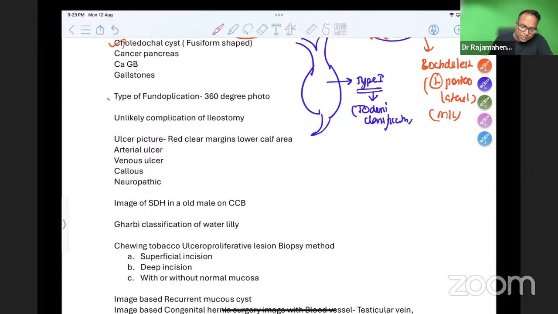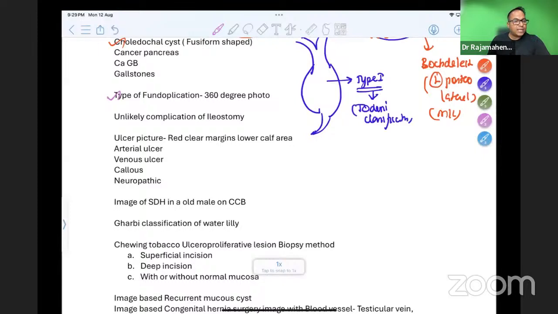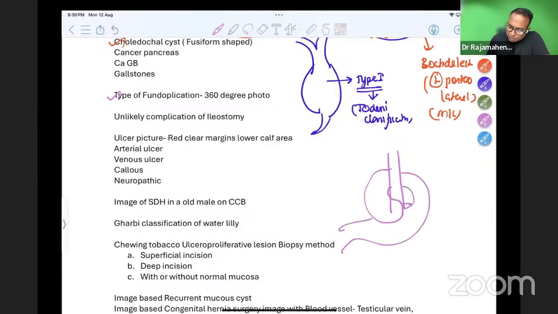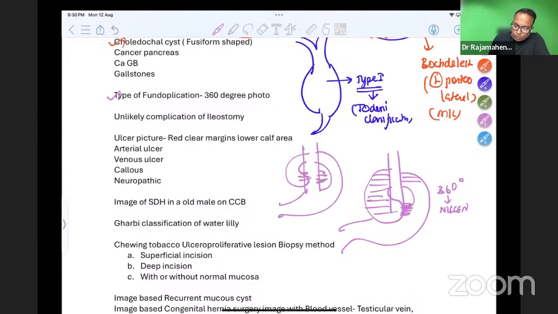Type of fundoplication, we have discussed multiple times. So these are all, I think, mostly evening questions. Type of fundoplication. If it is given a 360-degree wrap like this, there are many types of fundoplication. If the wrap comes 360-degree, it is Nissen. If it comes posteriorly and 360-degree, it is Nissen. If it comes posteriorly and only 180-degree, what is it? 180 to 270 degrees is Toupet.